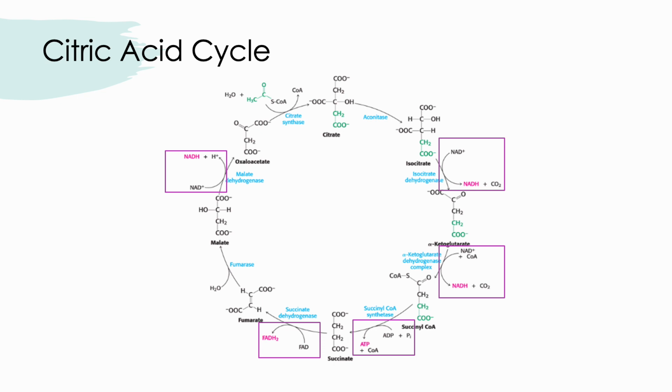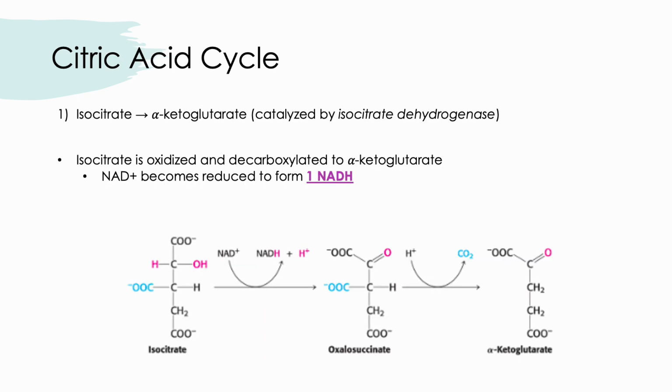The 2 acetyl-CoA then enter the citric acid cycle. There are 5 key reactions which are important to generate ATP or the high-energy electron carriers. They are outlined by the boxes, but I will break them down individually. First, isocitrate is oxidized to alpha-ketoglutarate by the enzyme isocitrate dehydrogenase. In this reaction, NAD is reduced to form NADH.